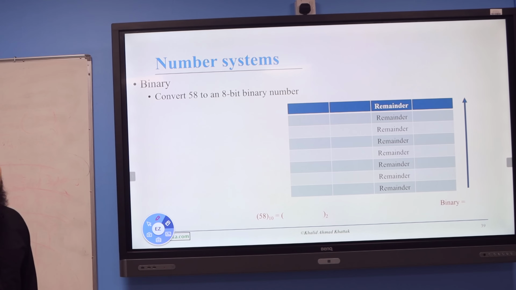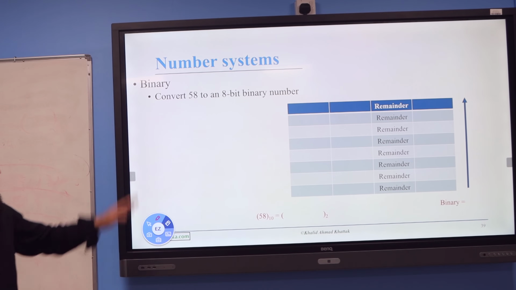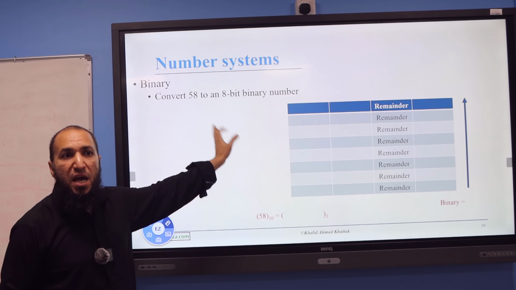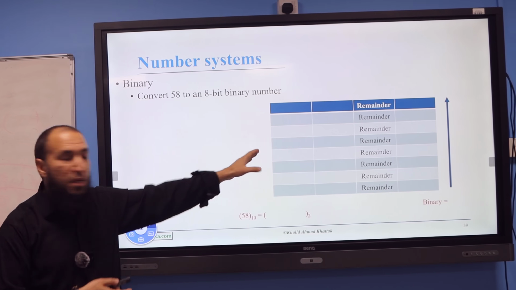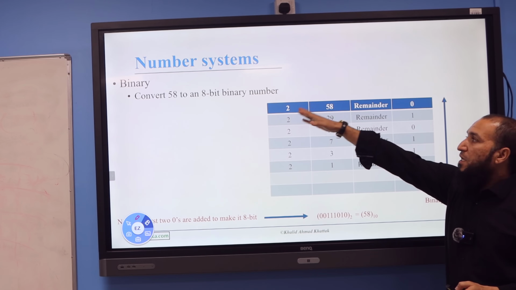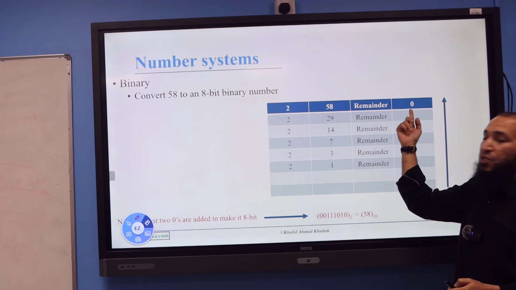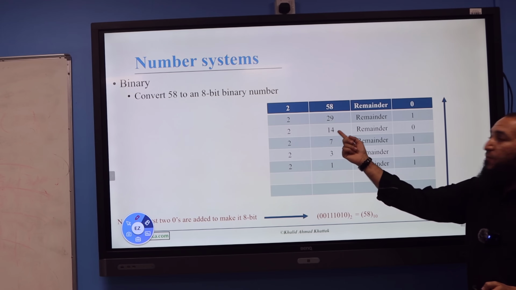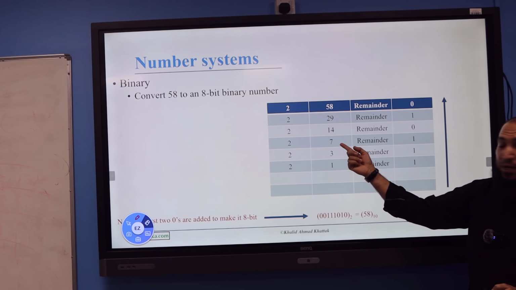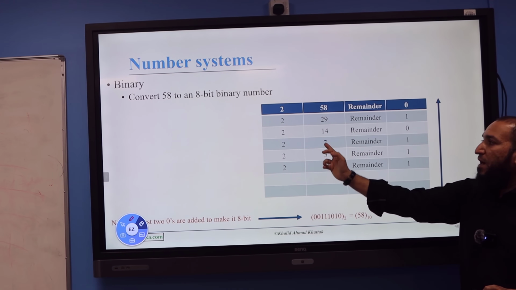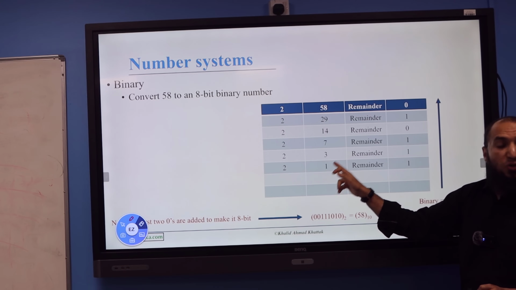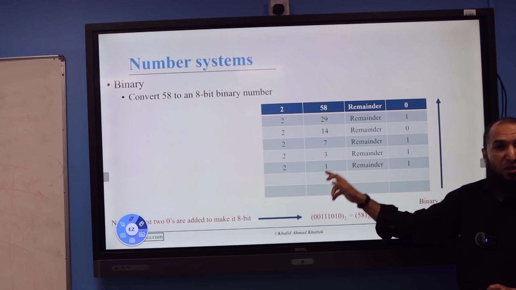Next one we do, that was 4 bits. I want to do 58, and I want the answer to be 8 bits, because the question would be saying, convert this number into 8 bits. So what we do here is the same thing. 58 divided by 2, we got whole 29, 0 remainder. 29 divided by 2, we have 14 whole number, 1 remainder. Now 14 divided by 2, we have 7 whole numbers and no remainder. Next we have 7 divided by 2, we have 3 whole numbers, 1 remainder, and 3 divided by 2, 1 whole number, 1 remainder, and 1 divided by 2, 0 and 1.